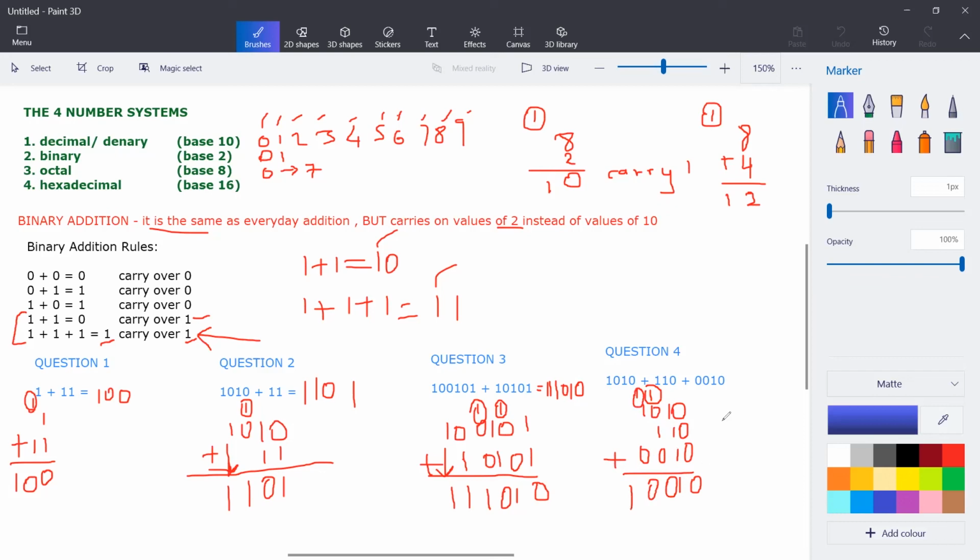Okay, so guys, that is how you do binary additions. All right, at this level, what you need to do is ensure that you master the binary addition rules. Then from here you can do any binary addition calculations. So I'll try and do a video on conversion between number systems.